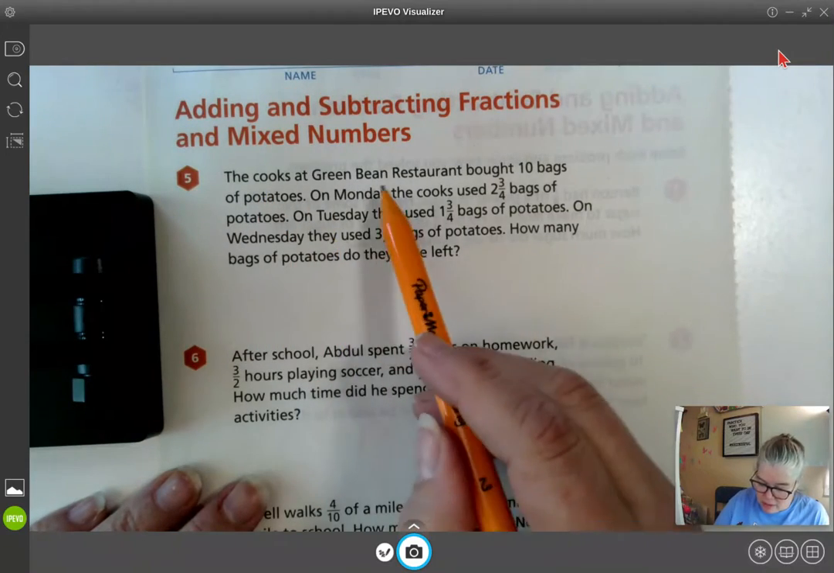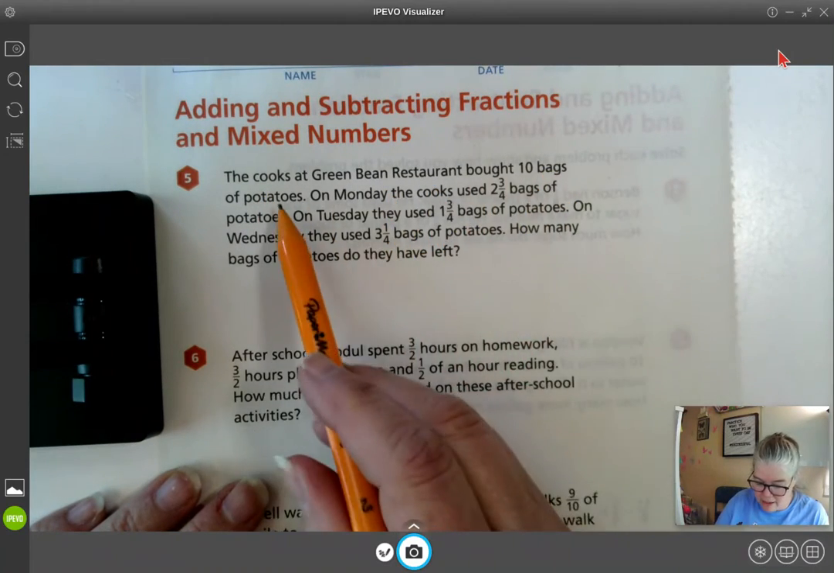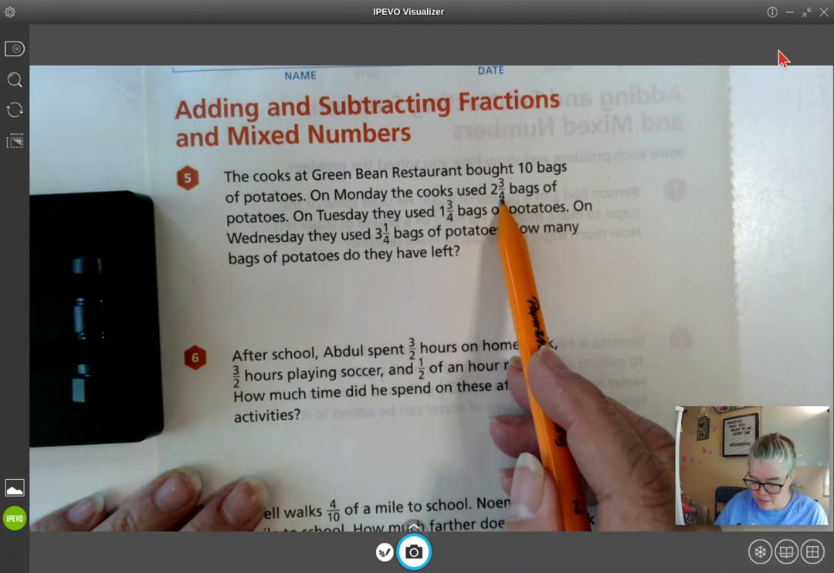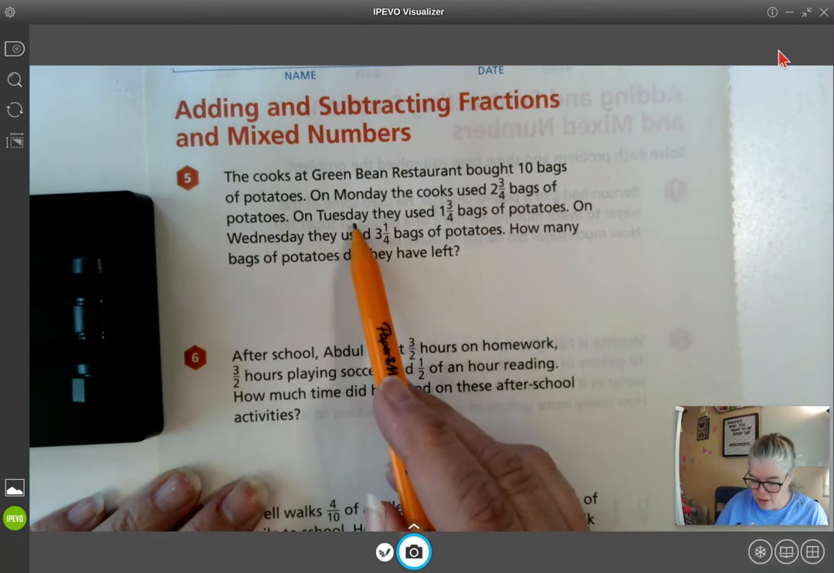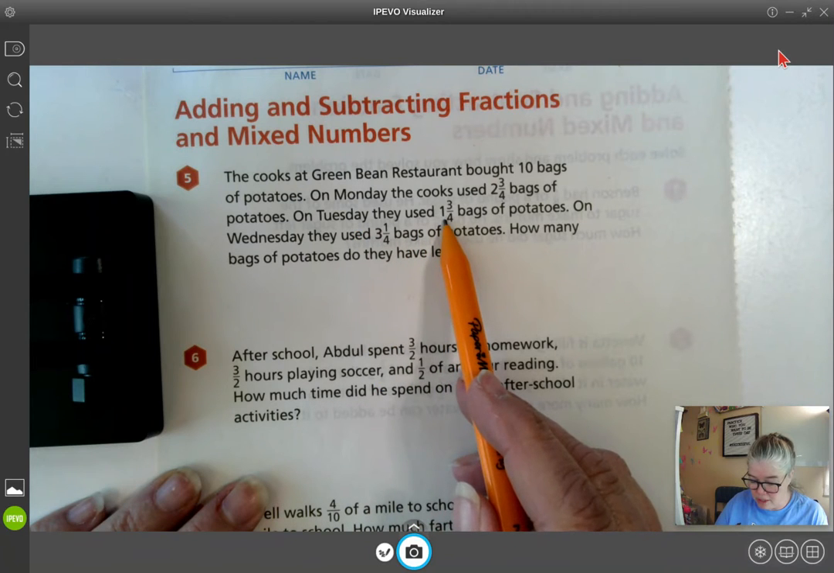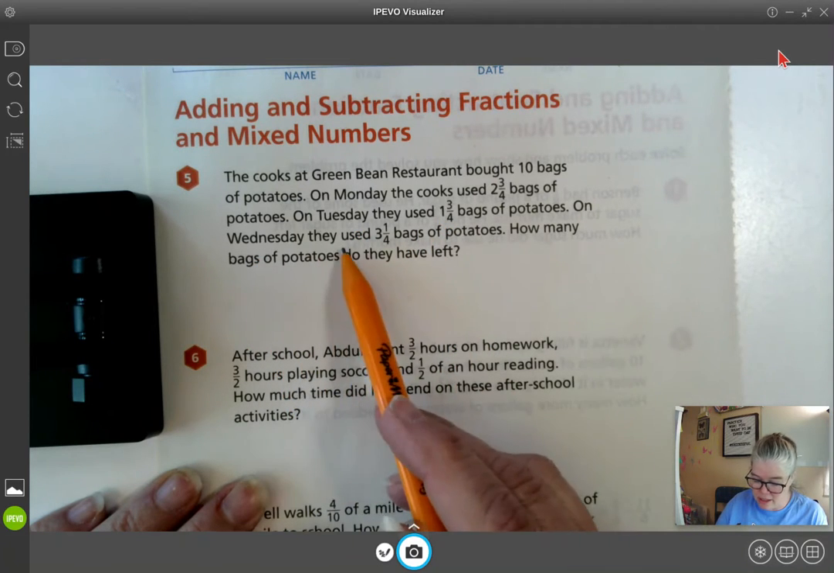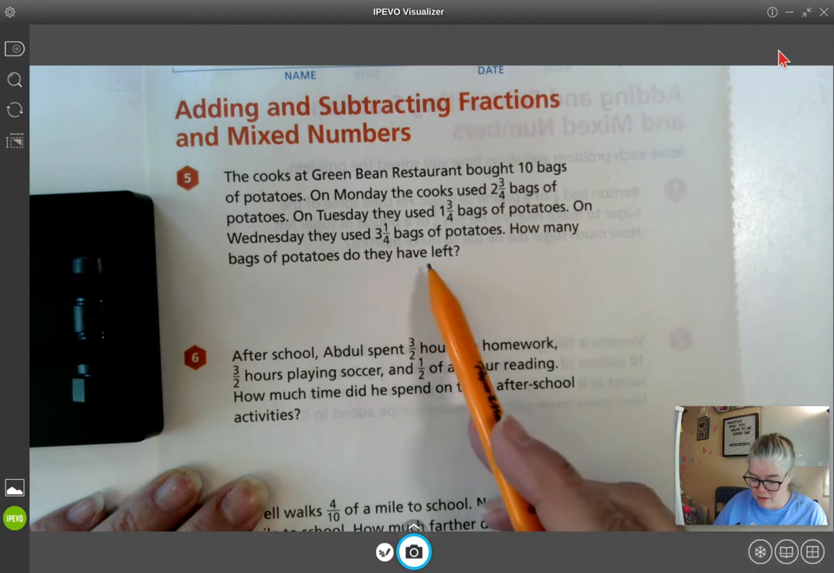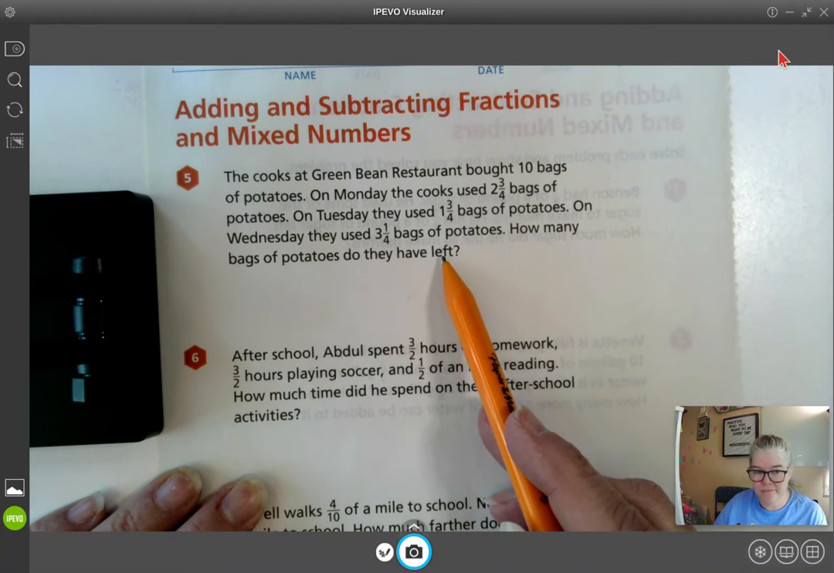So the cooks at Green Bean Restaurant bought 10 bags of potatoes. On Monday, the cooks used 2 3/4 bags of potatoes. On Tuesday, they used 1 3/4 bags of potatoes. On Wednesday, they used 3 1/4 bags of potatoes. How many bags of potatoes do they have left?